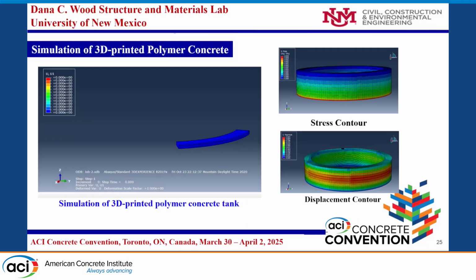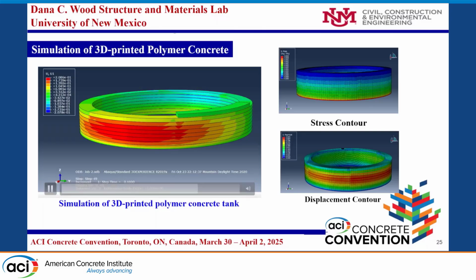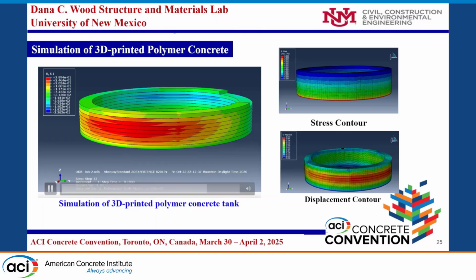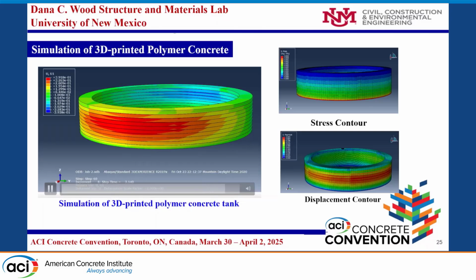So all the properties that we got were then fed into a finite element model. And the failure was predicted. You can see the stress contour. The stress is maximum at the lowest layer, of course, and the displacement contour.